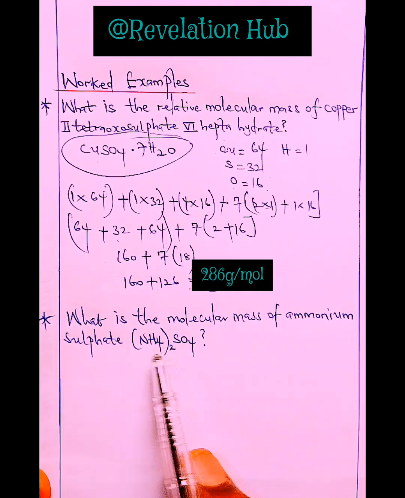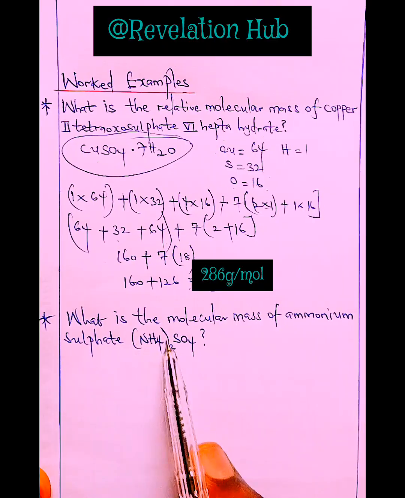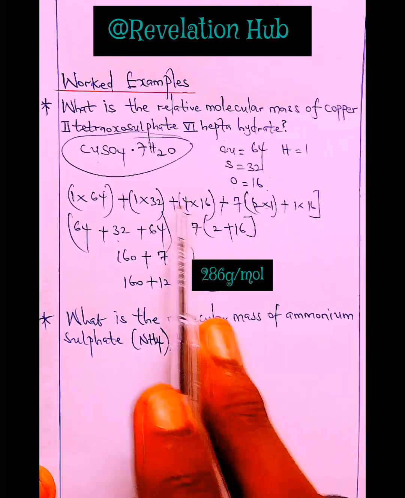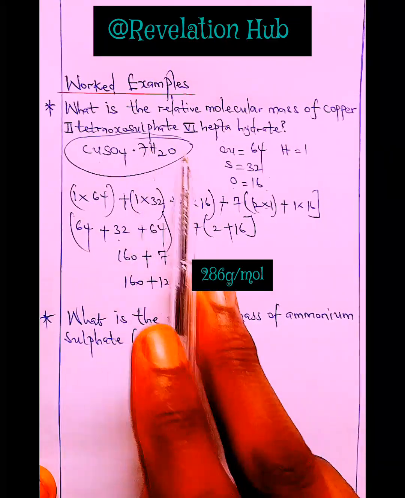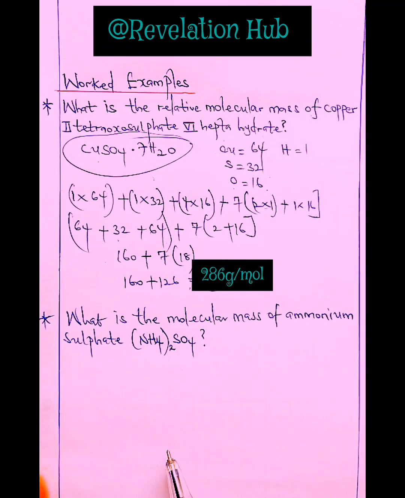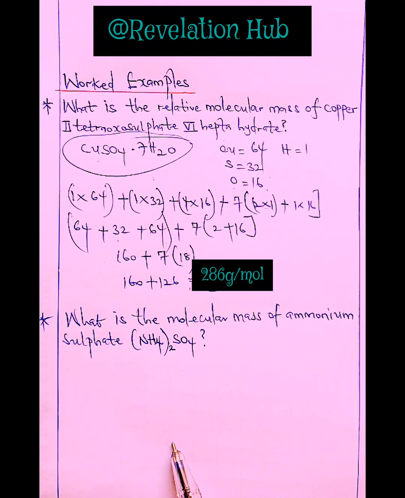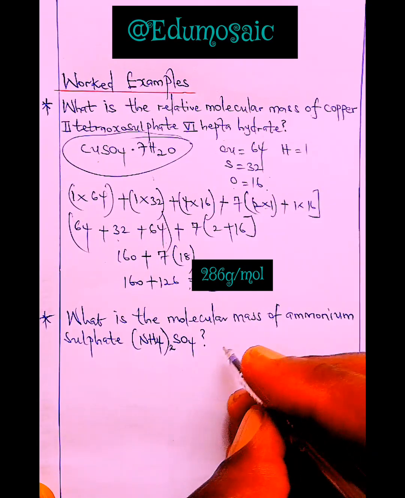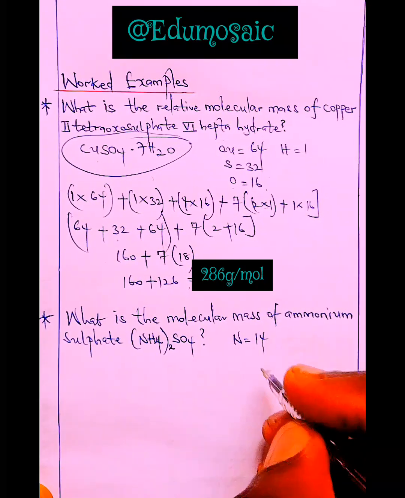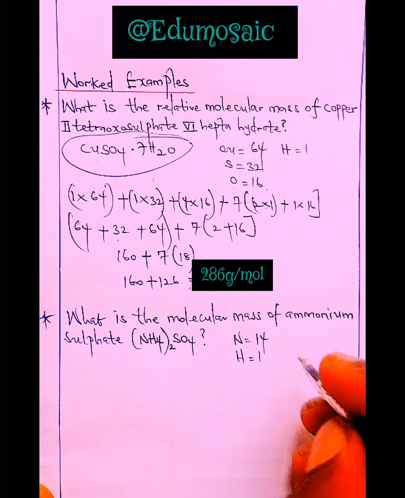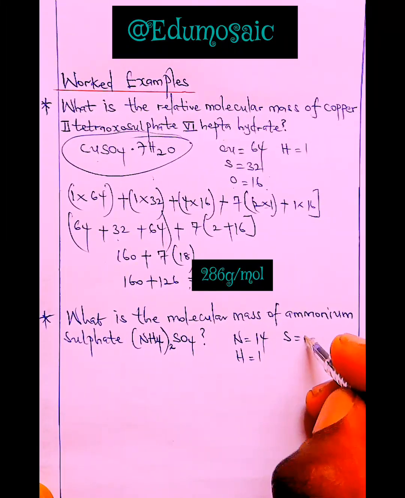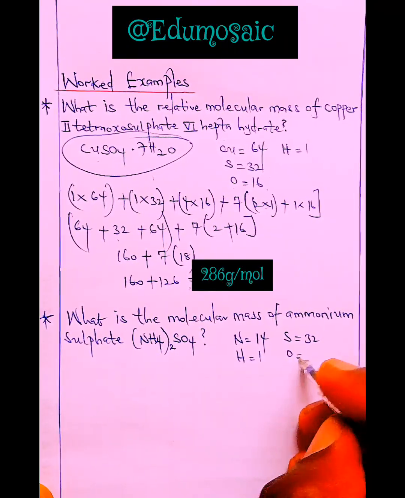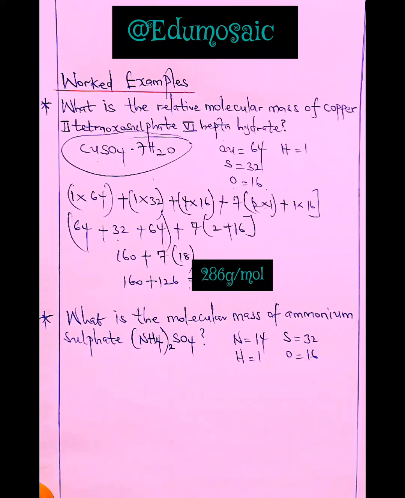Don't forget, this very 2 here affects everything in the bracket, just like this one here, where we have 7 molecules of water. So how do we get the molecular mass of ammonium sulfate? First of all, let's get the atomic mass of each of the elements that make up this compound. Nitrogen is 14, hydrogen is 1, sulfur, as stated up there, is 32, oxygen is 16. These are the things you're going to be using.